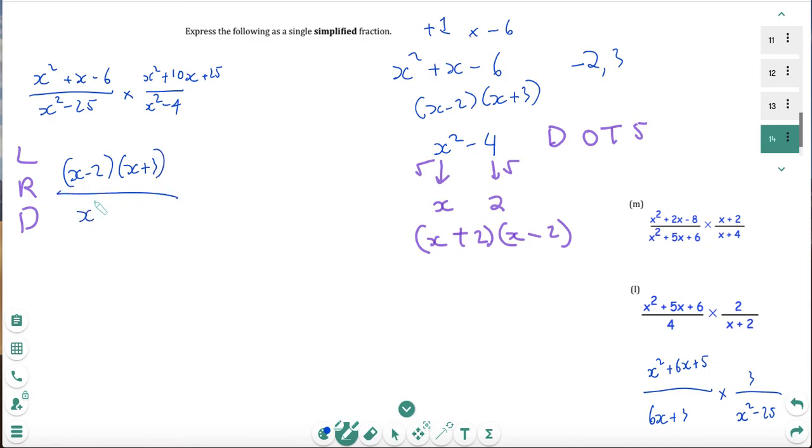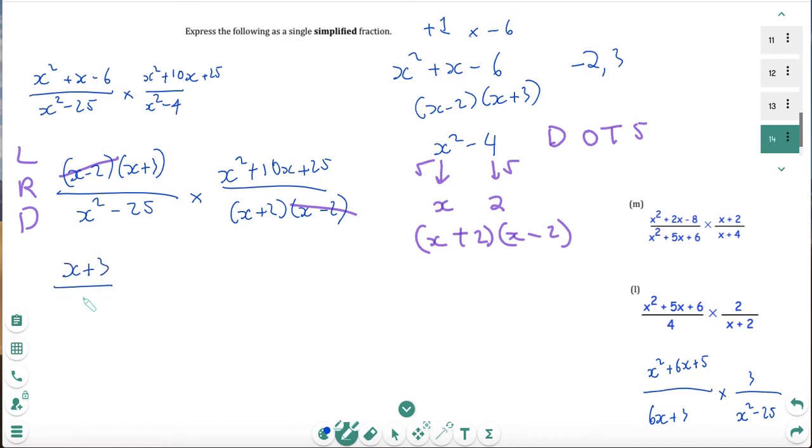We'll deal with the other diagonal later. And this is going to be x plus 2, x minus 2. Ooh, what's in common? They both have an x minus 2. Boom. All right, let's keep it neat. That's nice and slow, so let's write what we have remaining. So x plus 3, x squared minus 25 times x squared plus 10x plus 25 over x plus 2.